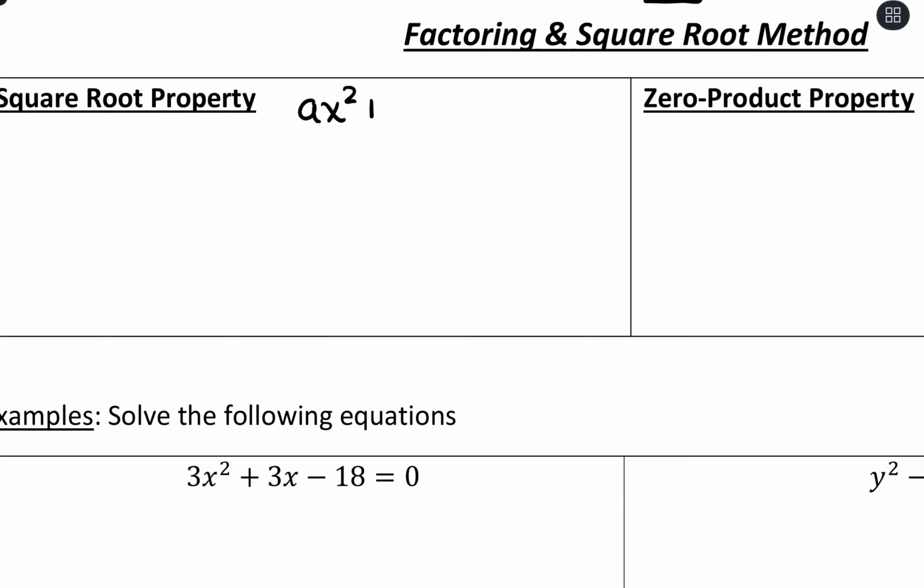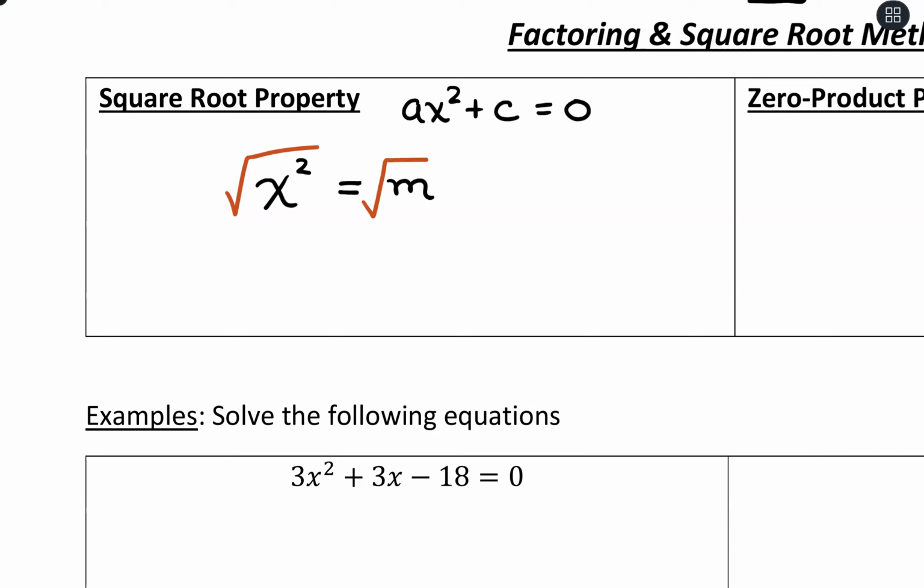So the square root property is going to come up when we do not have a bx term. If we just have ax squared plus c equals 0, if those are the terms we're working with, we can use the square root property. What the square root property says is that if we have our variable squared and it is equaling some value, let's call that m, what we can do to solve for x is take the square root of both sides. And when we do that, the square root and the square cancel out, so we'll just have x equals, and then we end up with plus or minus the square root of m.